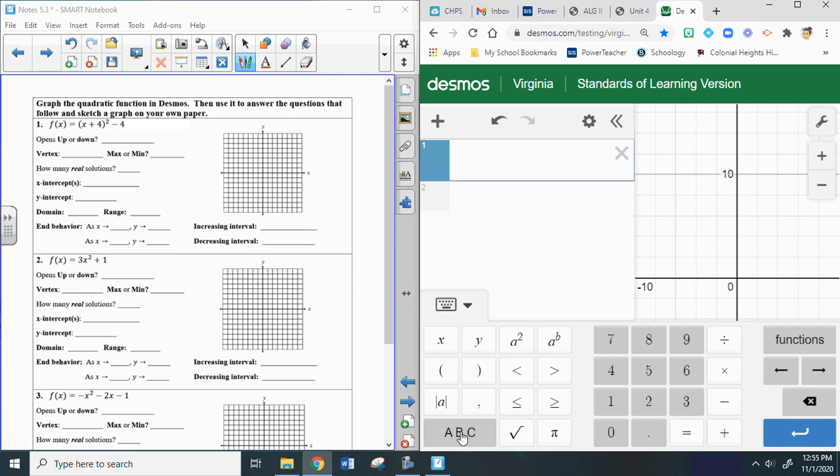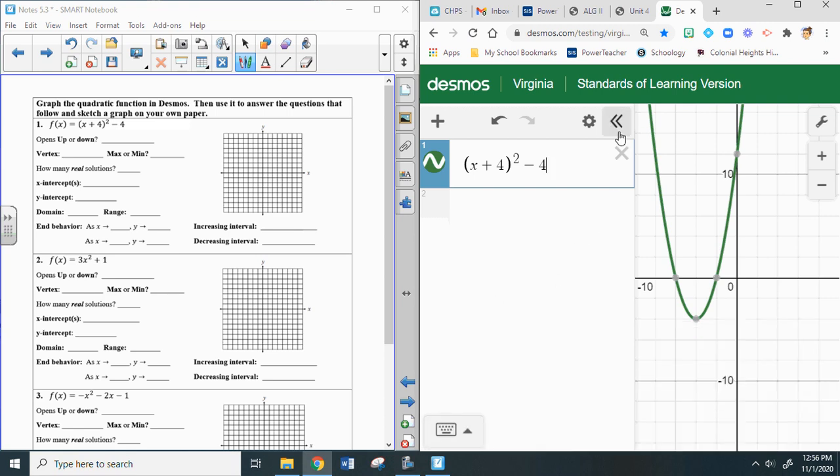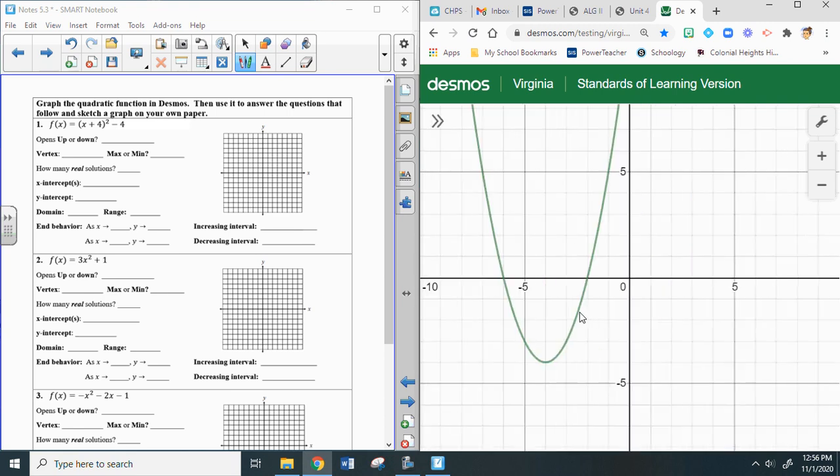You're welcome to do f of x equals, you can do y equals. In fact, you actually don't need to do any of that. You can just do the parenthesis, x plus 4, close parenthesis, square it, minus 4. And then what I would probably do, since I'm splitting my screen, is lower that. I'm going to slide that out of the way.